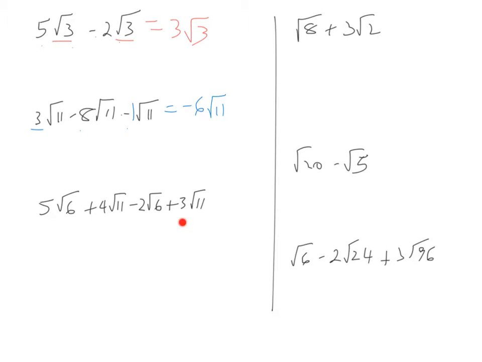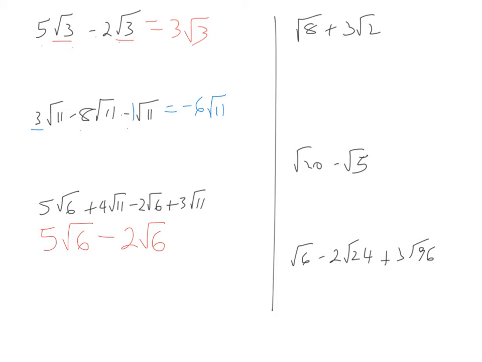Oh, here's a good one. What do we do if they change the order of things? You don't do anything different at all. You're still doing the like surds. So 5 root 6, look for the other root 6 as well. There we go, there's one there. So 5 root 6, it might help to rewrite this. 5 root 6 minus 2 root 6.